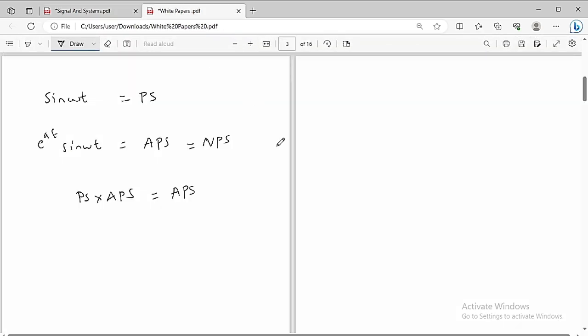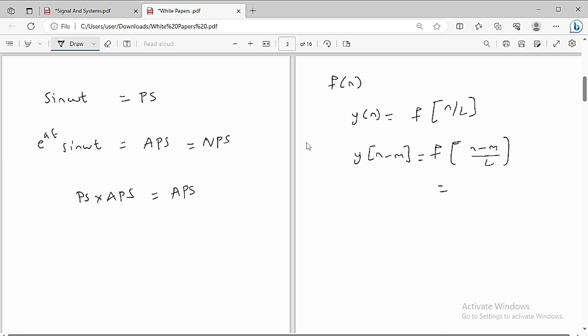So listen carefully what I will do. Basically f of n is there, right? First I will do the scaling of the signal by n by l. So y of n I am going to write as f of n by l. So I am going to scale the signal by n by l. Then what I will do? I shift the signal by m units. So y of n minus m is nothing but in place of n substitute n minus m, so we get f of (n minus m) by l. This is y of n minus m.